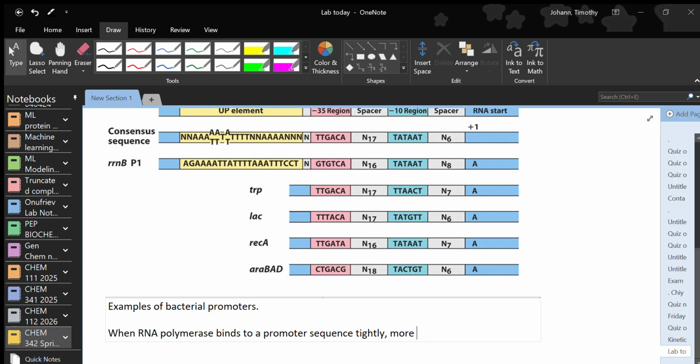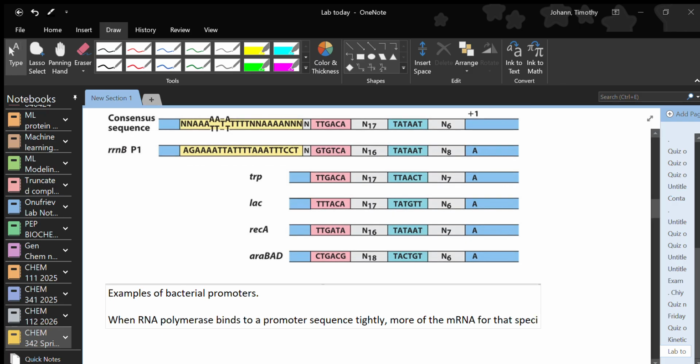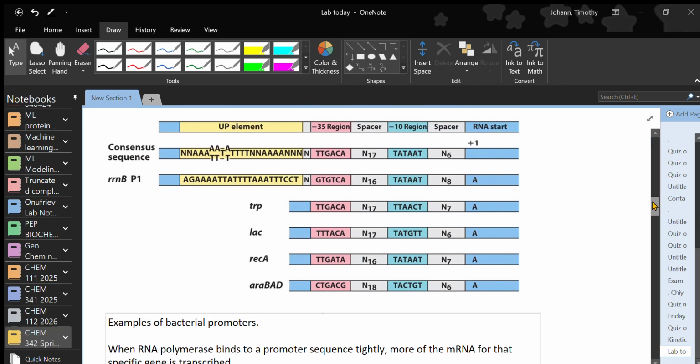More of the mRNA, we'll define mRNA later, but I'm sure you've heard of it, more of the mRNA for that specific gene is transcribed. Okay, so whether we get more or less of something is dependent on how tightly we get that RNA polymerase bound, how much of it we end up seeing.